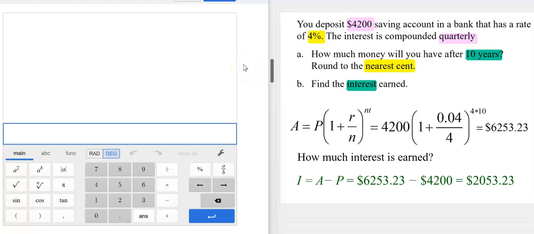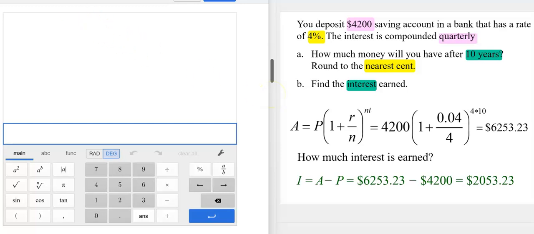Hello, in this video I'll show you how to find the future value using the compound interest formula. I'll show you two ways to solve this problem. One way is using the formula and a scientific calculator. The other way is using the TVM solver directly.